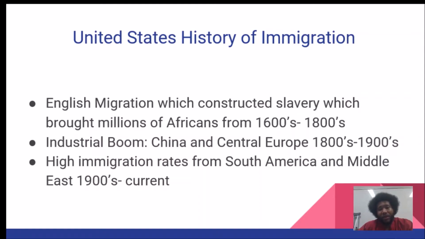I'm going to be giving a brief overview on the U.S. history of immigration. The Atlantic slave trade, which constructed slavery, brought anywhere from 10 to 15 million enslaved people from West Africa between 1650 and 1860. Following that period, we experienced the industrial boom, which took place in the 1800s and 1900s, consisting mainly of migrants from China and Central Europe. Highest immigration rates currently are taking place now and date back all the way to the early 1900s. Most of these immigrants coming now are from South America and the Middle East.